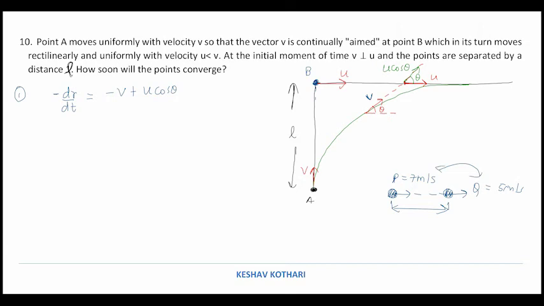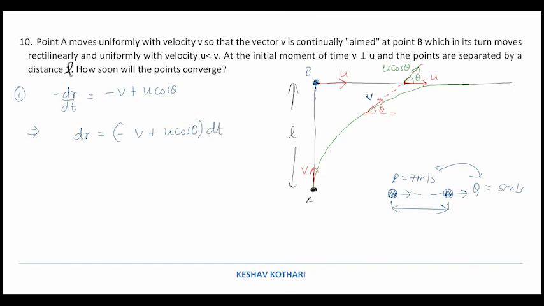Similarly, I am breaking the components of A and B along the line joining them, which is responsible for the decrement of distance between them. On breaking this component, we write it as minus (v plus u cos theta). We are using a negative sign since the distance is gradually getting reduced. So if I convert this equation in this format, I can write it as dr is equal to minus (v plus u cos theta) dt.